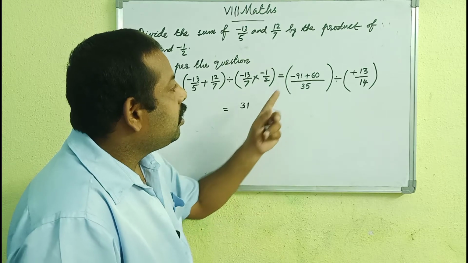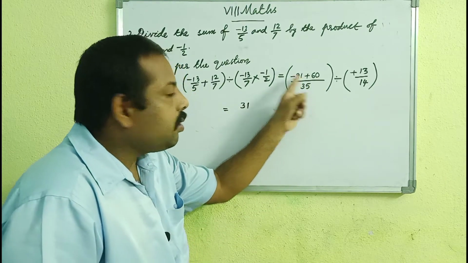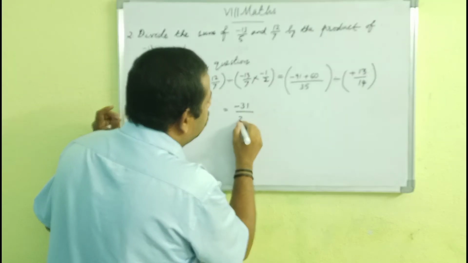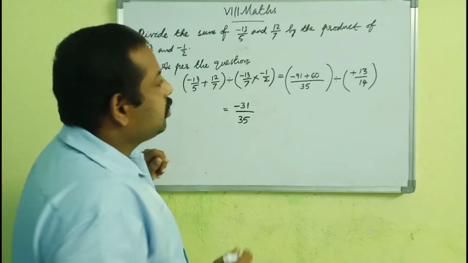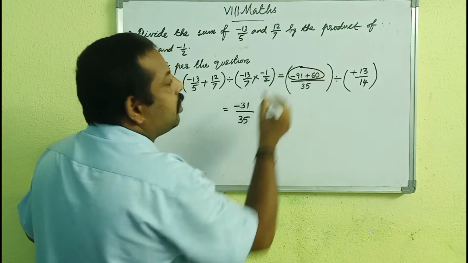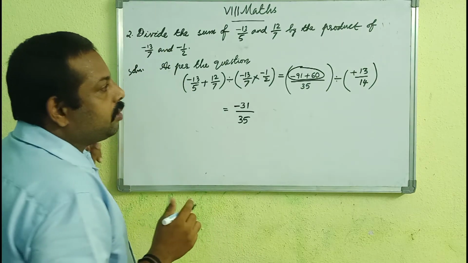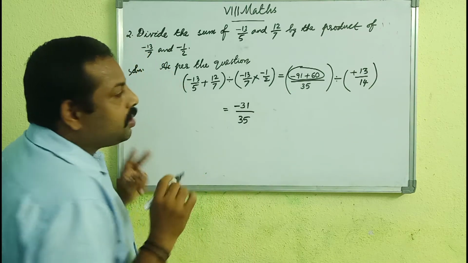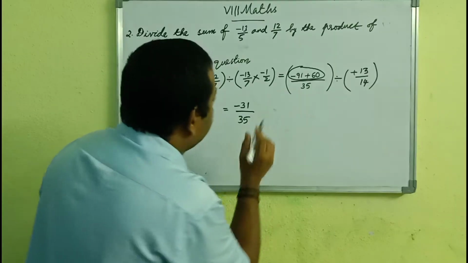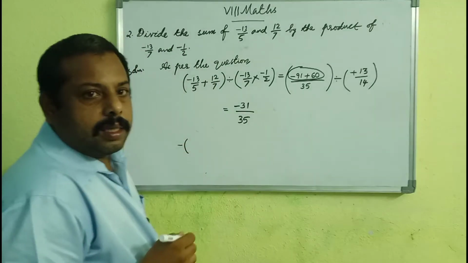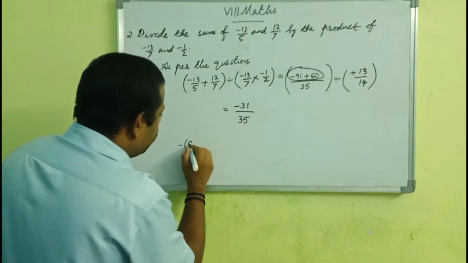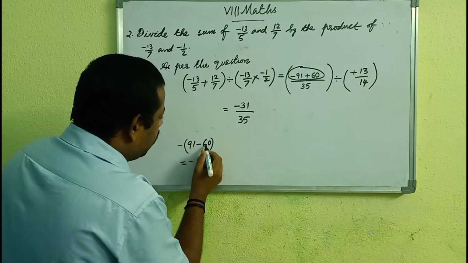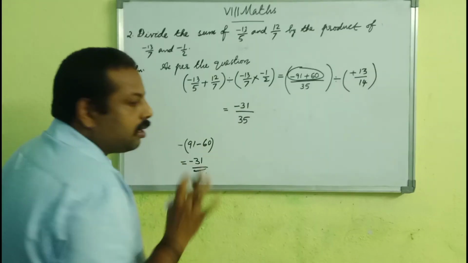And tell me what is the symbol? The symbol will be of the large number, which is 91. So minus 31 divided by 35. Whenever you come across this situation, check which is the large number when one is a negative number and the other is a positive number. The large number is 91, so that is the symbol you give. Open the bracket. Take the large number minus the smaller number. Larger number minus smaller number. This is minus, 91 minus 60, 31. See, like that we will get.